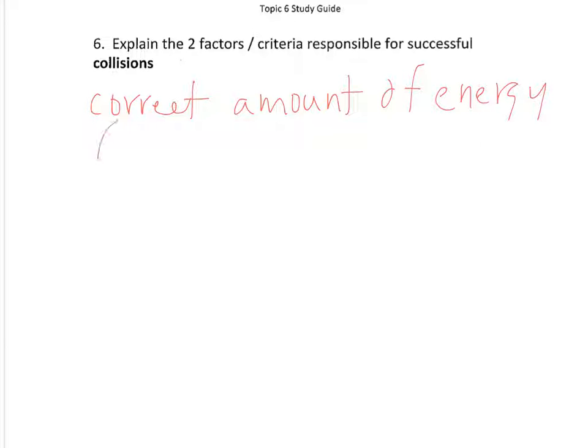There has to be the correct amount of energy, and the correct amount of energy means the energy of the collision has to be greater than or equal to that minimum energy or activation energy. So it has to have the correct amount of energy, and the other thing is it needs the correct orientation.